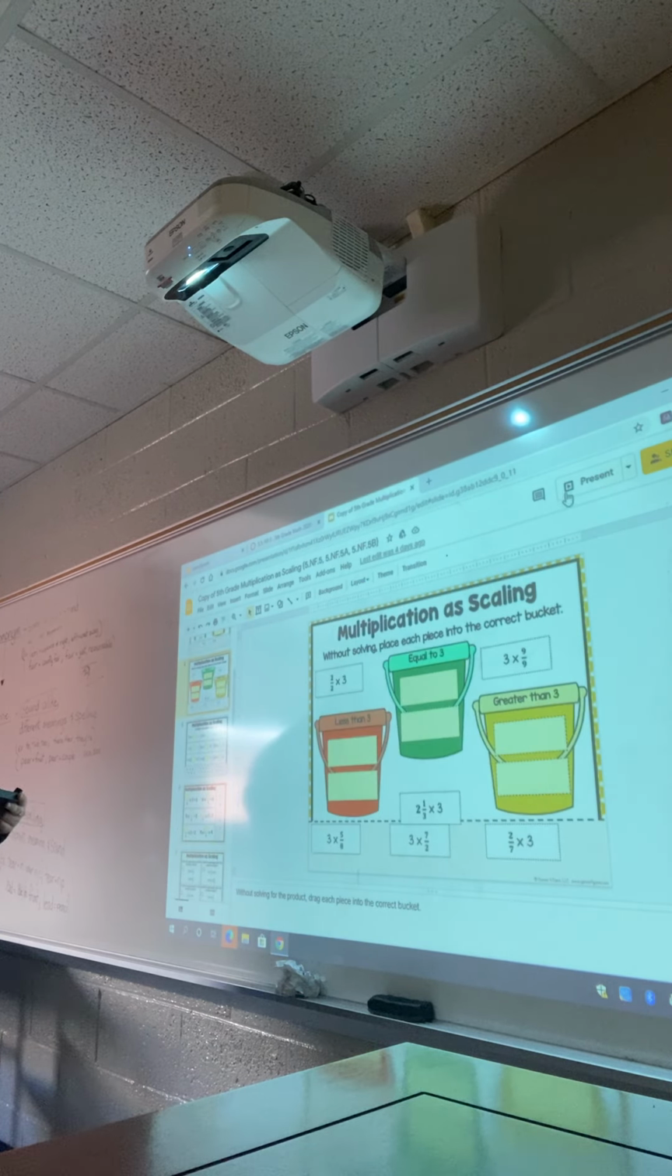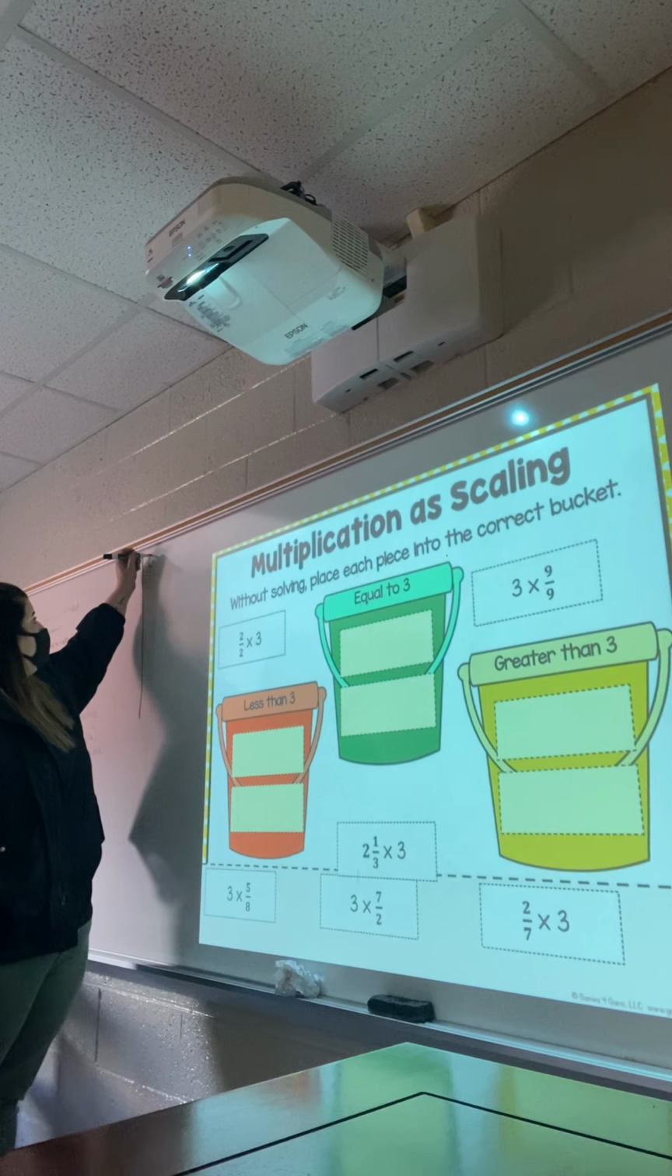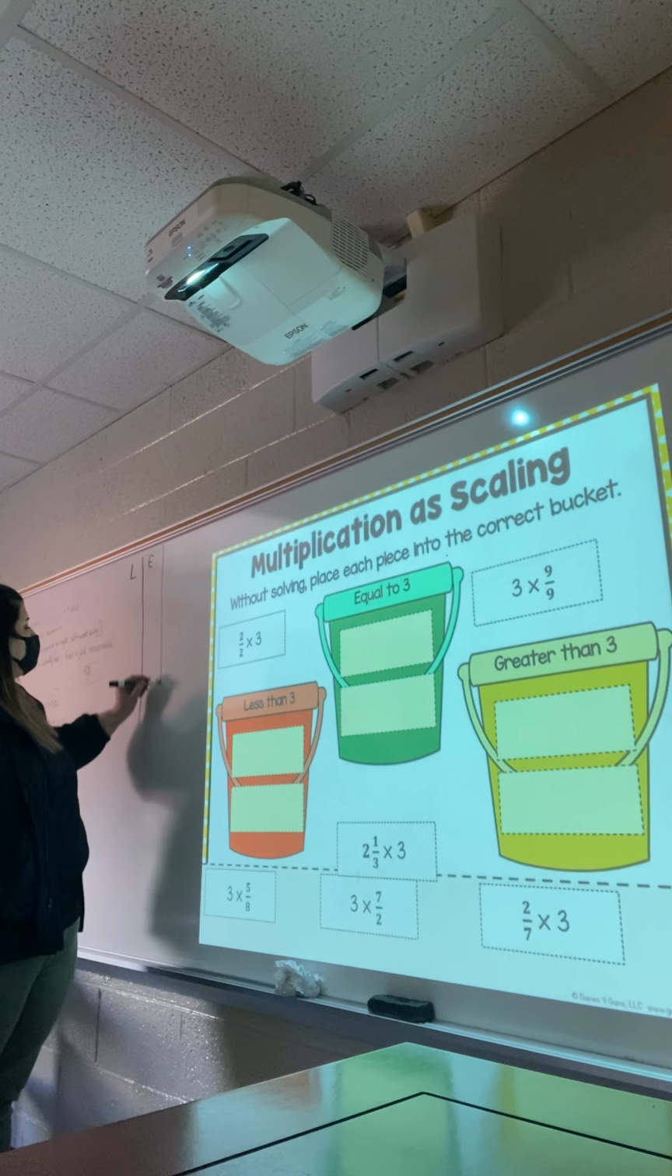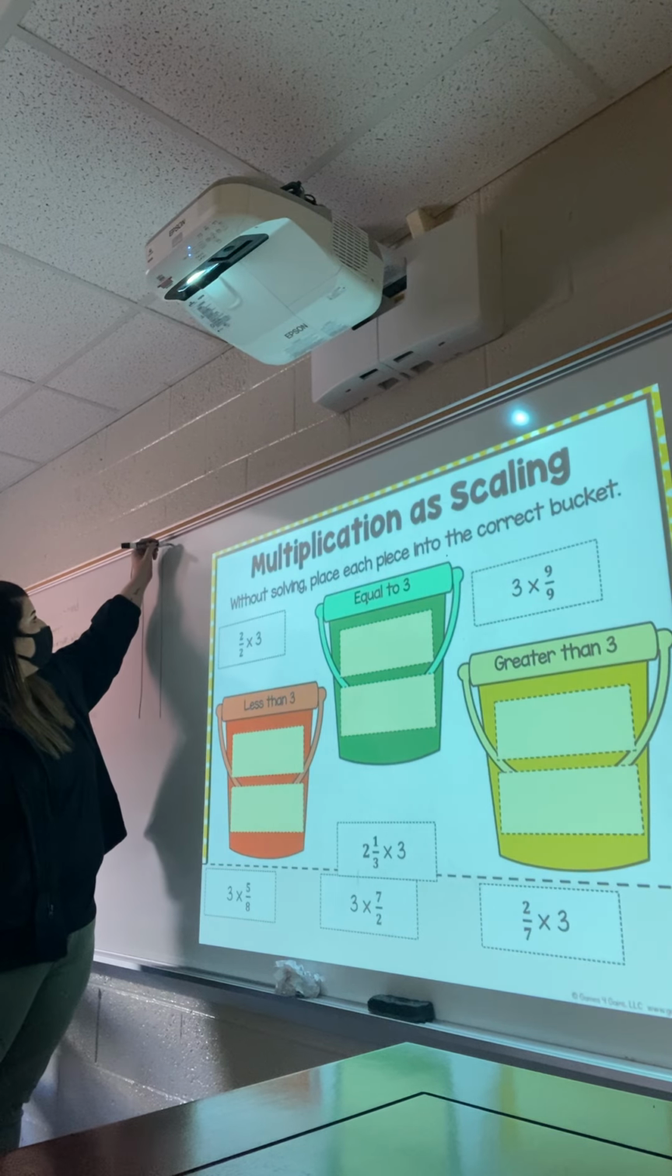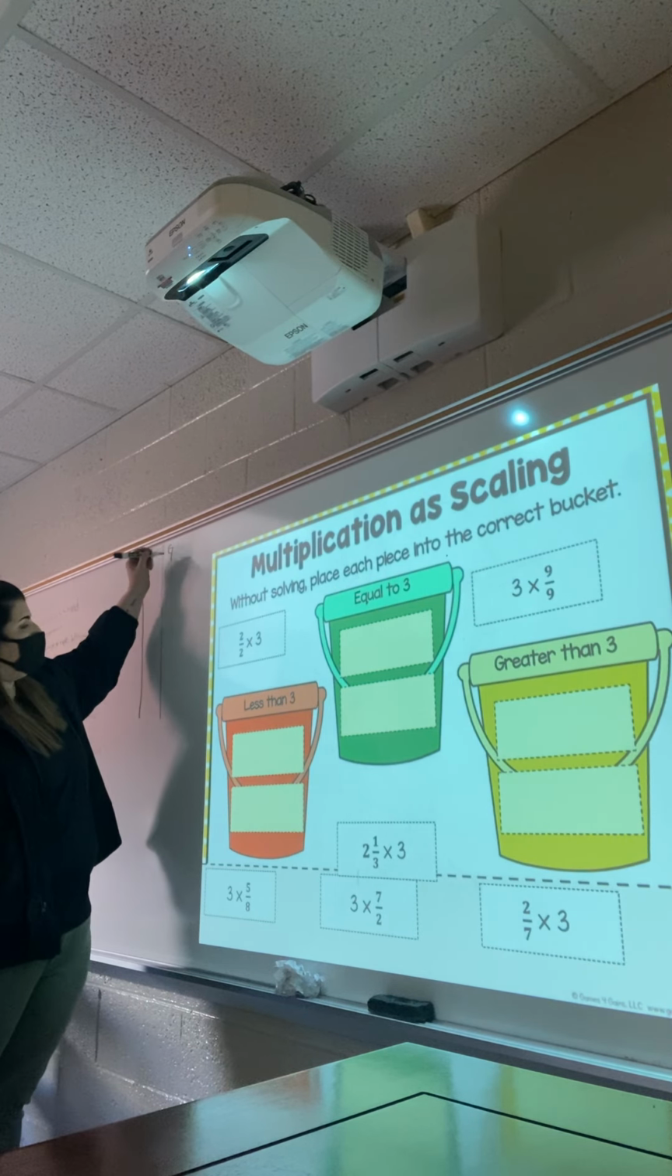All right, so I want you to separate your board into 3. So you have less than, equal to, or greater than. And I want you to write the expressions if they're less than 3, greater than 3, or equal to 3. And I want to see what you got.